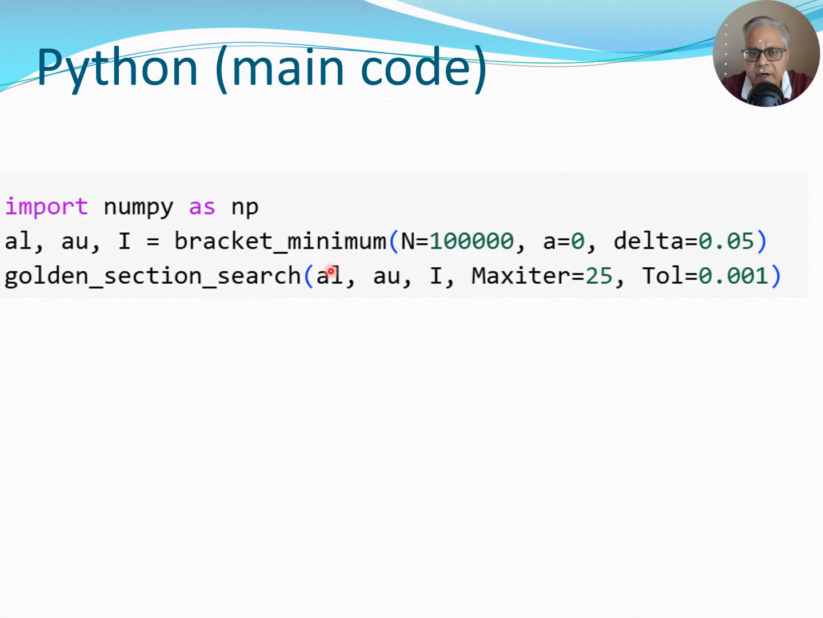One of them is the bracket minimum function, which works for the first time and brackets the minimum between 2 points. Here I'm going to give a very large number n. This particular function is going to go on and on till the minimum is bracketed, and delta is 0.05 here, and a starting value of a is 0. That's the leftmost edge at which the function is defined. Once I have bracketed this minimum, then I bring in the golden section search, which takes the values from this function, that is AL, AU, and I.